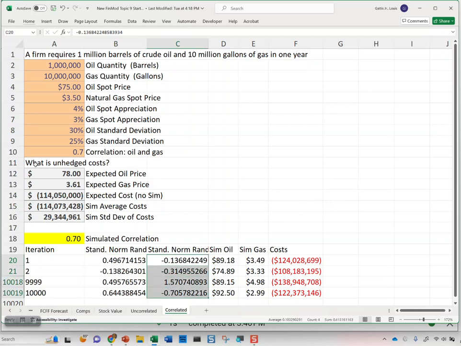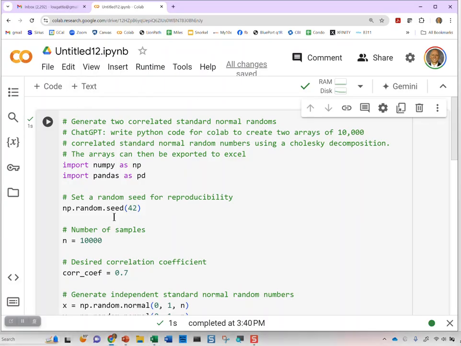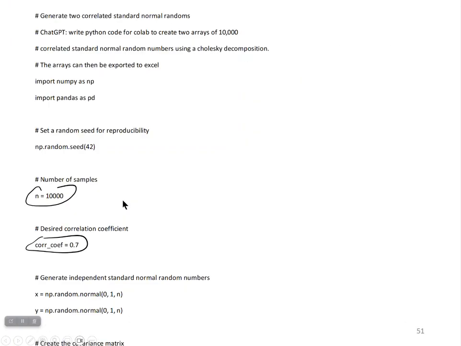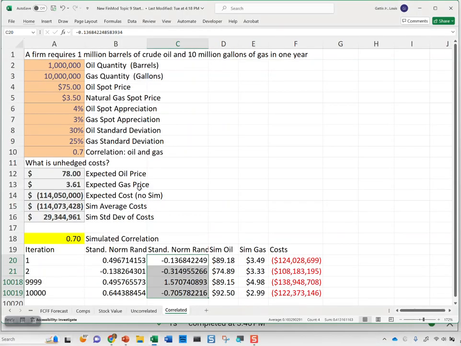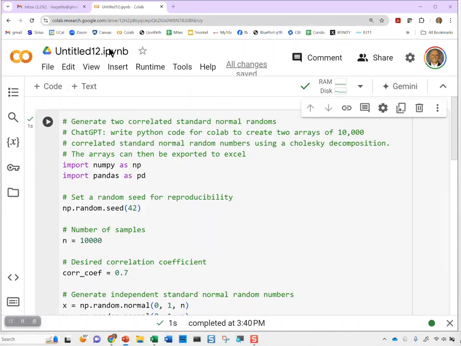And what I'm going to do is just reach into my tool bag. My tool bag has Python. I'm going to go to this Python model. I'm going to double click, Control A, Control C, go to Python, paste it. Here's the program. I'm going to run it. And let's look at the program. This program generates two correlated standard normal randoms.